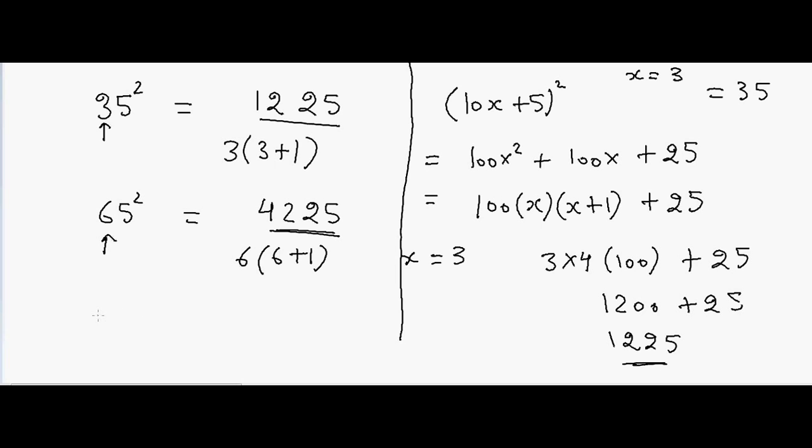Another example, if I have 85 squared and I want to square it, that will end in 25, and we'll do 8 times 9, that's equal to 72. So the answer is 7225. So this is how this trick works.